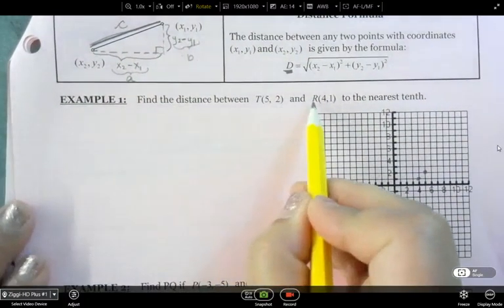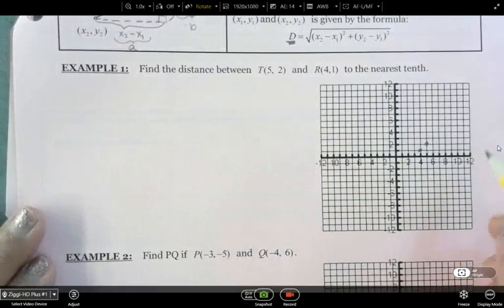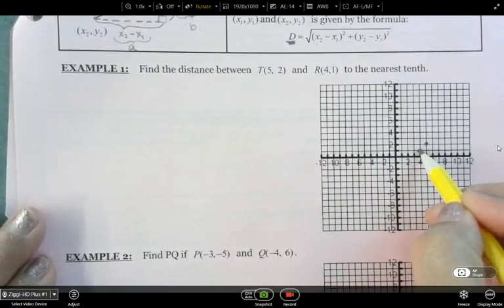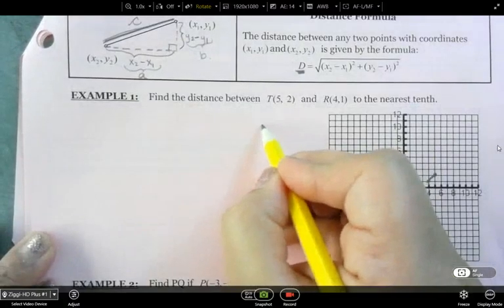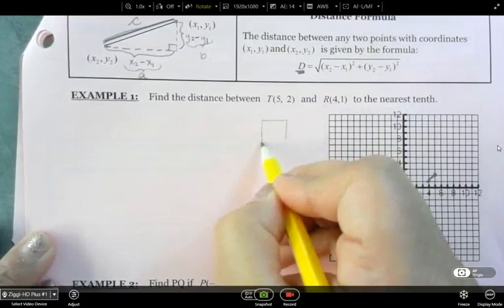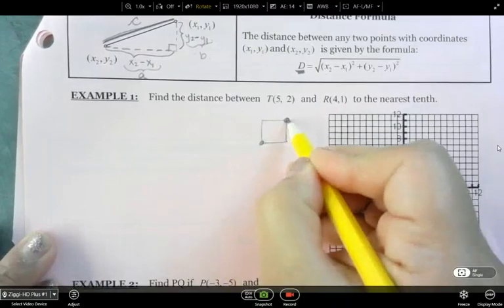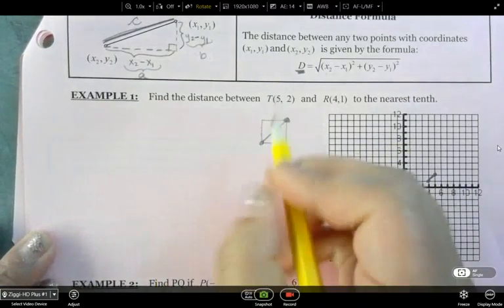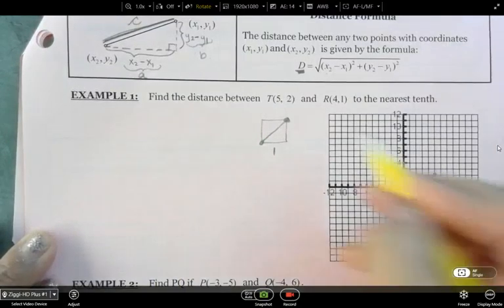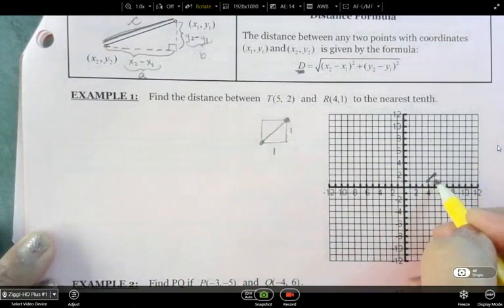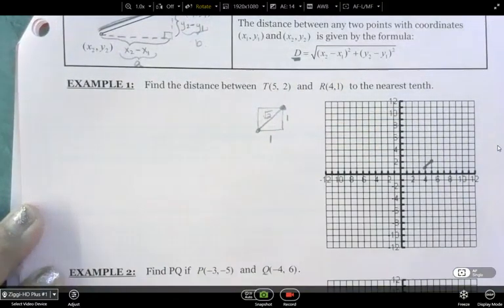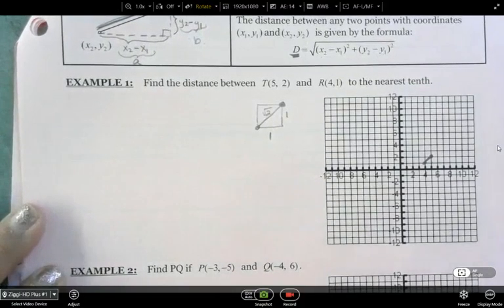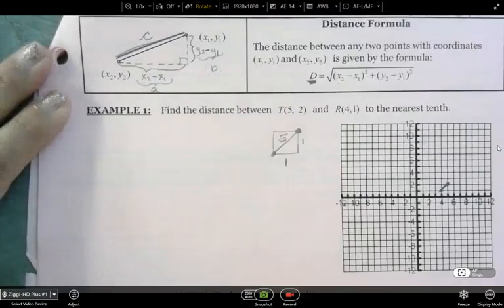So if we're looking at these 2 points here, we want to find the distance between these 2 points. I've plotted them already. So this is 4, 1, and this is 5, 2. And I want to find that diagonal. So basically we've got a square, right? I've got these points on the corner, and I want to find that length. Well, the distance between here and here is 1, and the distance between here and here is 1. And so we think that that's probably going to be square root 2. Okay, our answer. So let's use our points and our formula to see if that works.